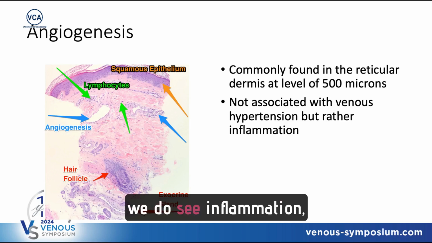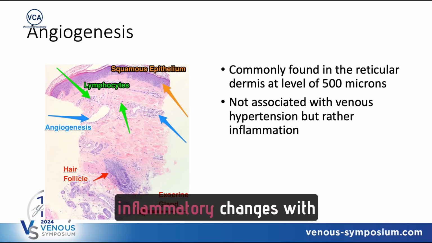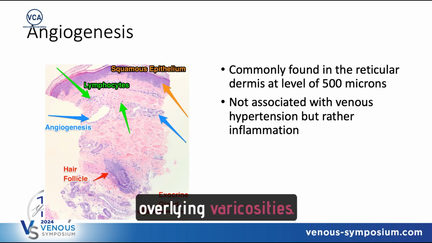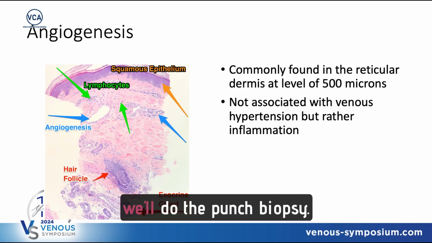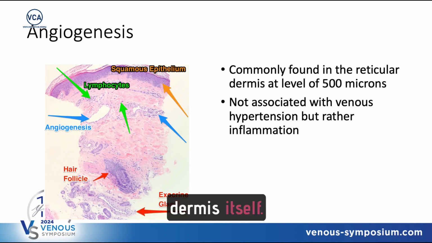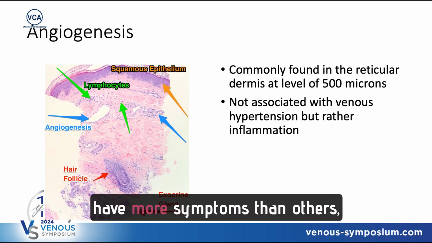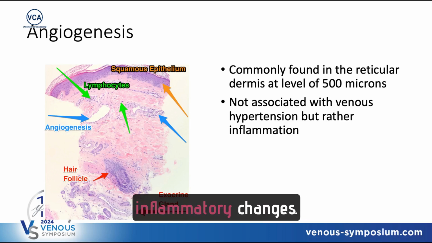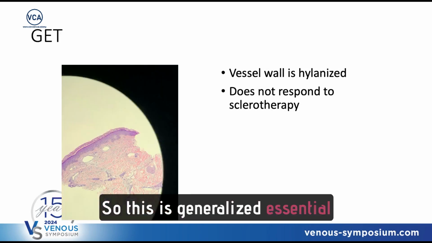Now we do see inflammatory changes with lymphocytes in some vessels overlying varicosities. So what we do is a lot of times we'll do the punch biopsy. We use a 1 millimeter punch to do the phlebectomy, and we'll examine the skin overlying the varicosity, and we find edema in the dermis itself. This may explain why some people have more symptoms than others, such as itching, pain, etc., because they have more inflammatory changes.